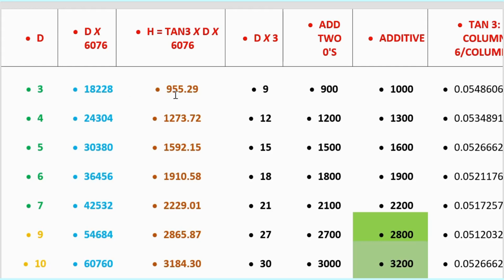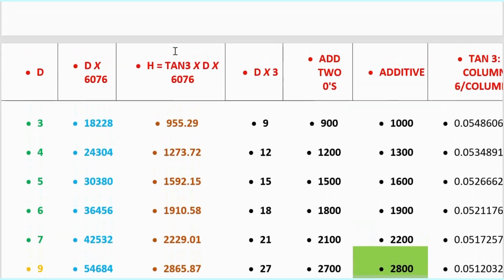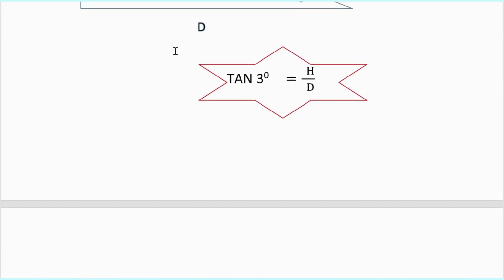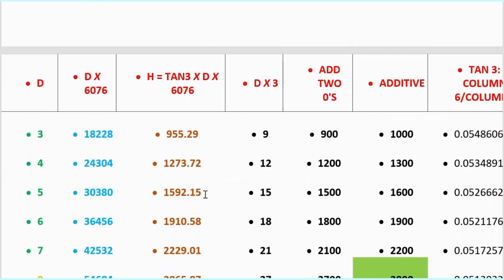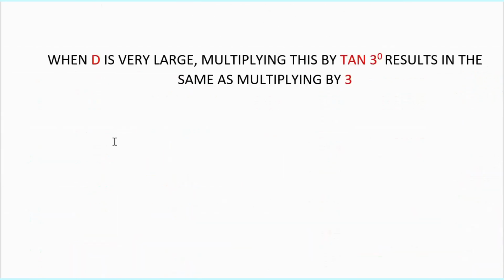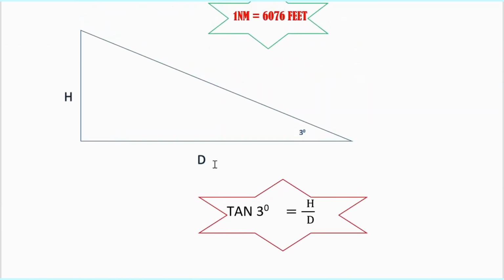And then if you want to work out the height, if you make height the subject of our formula, height will be equal to tan 3 times the distance times 6076 feet. Let me go back to the diagram. Okay, so here we are. The distance here is 3 nautical miles, and 3 nautical miles is giving us 18,228 feet. So this here is 18,228 feet.